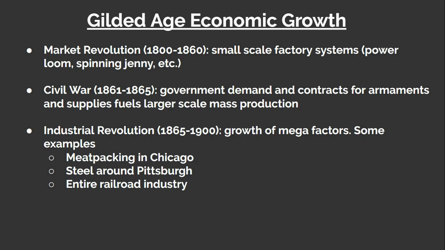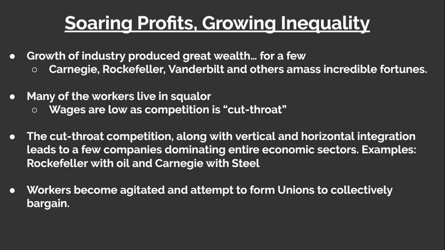It saw the growth of mega factories. Some great examples of these, which would also be great evidence on a DBQ about this topic, were the meatpacking industry in Chicago, the steel industry around Pittsburgh, and the entire railroad industry. The Industrial Revolution in the U.S. leads to soaring corporate profits, but also great income inequality between the wealthy and everyone else.